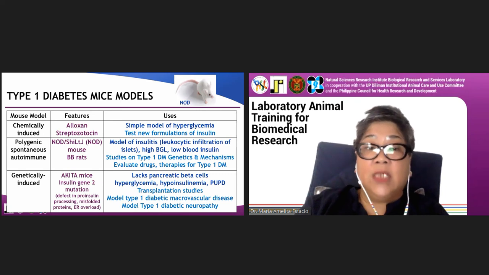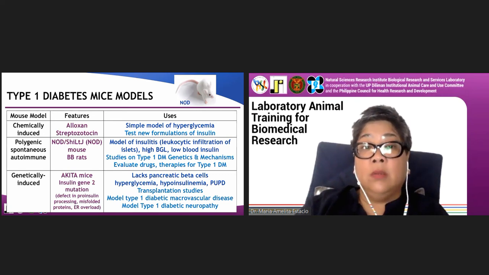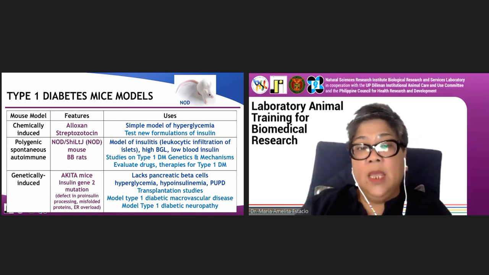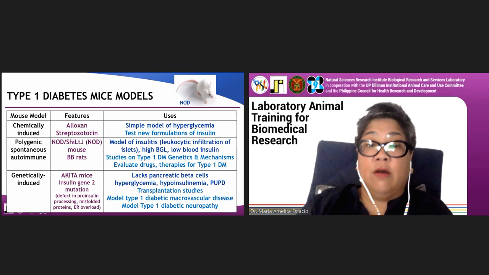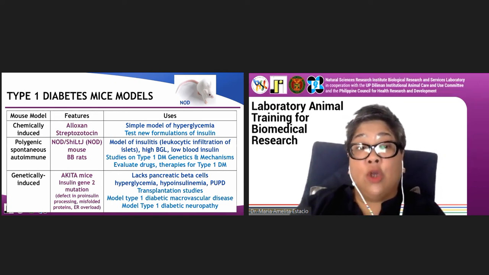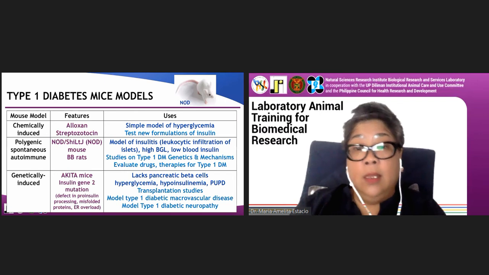Now, another group of model that you can use for type 1 diabetes mellitus would be a polygenic spontaneous autoimmune type 1 diabetic model. And this is what we call the NOD mouse. And you also have a choice of the BB rat. So specifically, that's why it's called an autoimmune model.